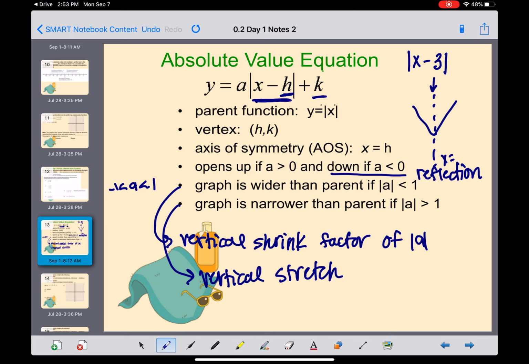So if you think about, like, if this is a rubber band and I pull up on that graph, now I'm pulling up, it's going to get narrower. And so that would be factor of, or you could just say vertical stretch of whatever that a value is. And that a is greater than 1. That means that the absolute value, so it could be a is greater than 1 or a is less than negative 1.